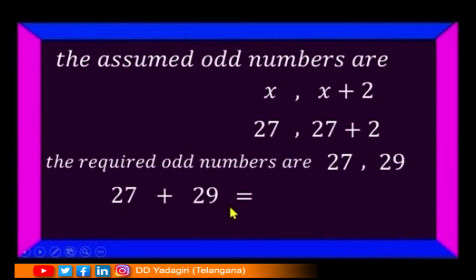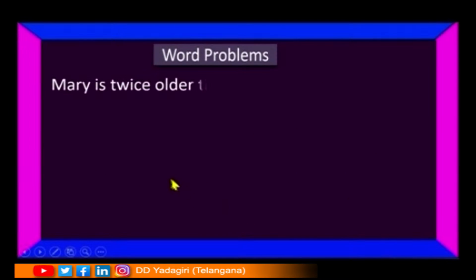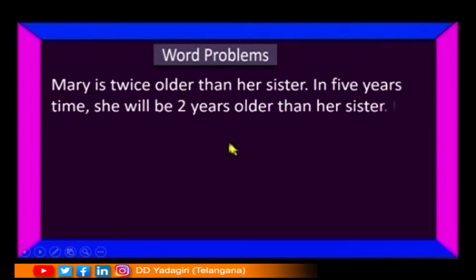Yes, if you add 27 and 29, the answer is 56. So, our answer is verified. Now, let us go for another word problem. You remember this is the word problem given by the girl Sita to Ramu.